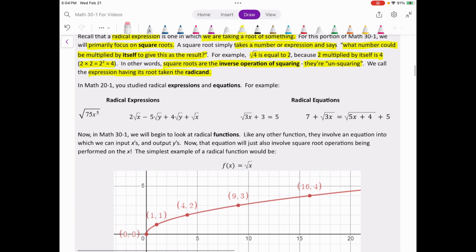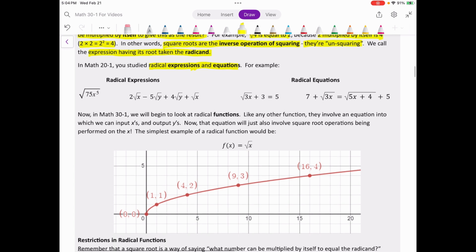In Math 20-1, you would have studied radical expressions and radical equations. You would have dealt with both. For example, an expression is not equal to anything. It's just an expression, which could take on many different values, depending on what we make x. If I make x 1, then this is the square root of 75. If I make x 2, then it's the square root of 75 times 2 to the power of 5, which is 32. So it's some bigger number, but there's not one correct value for this. It depends on what we put in for x.